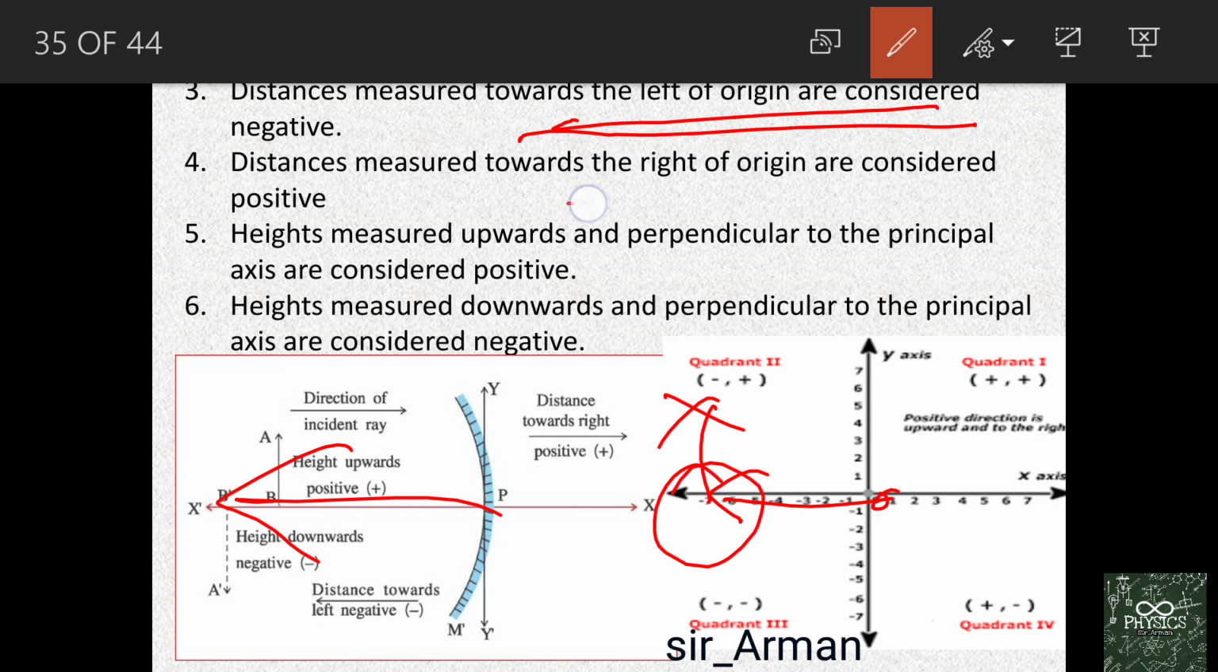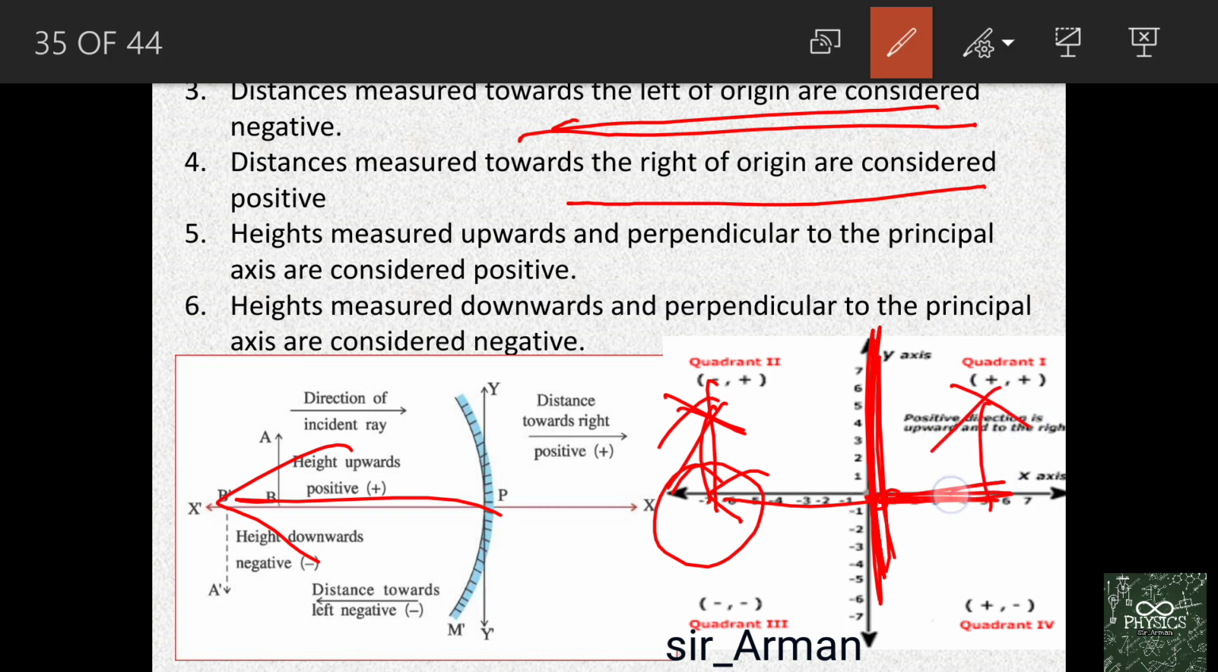And distances towards the right of the origin, that is, if I place a mirror here and I am placing an object in front of the mirror like this, and if I get an image here, then this distance is towards the right of the origin, and towards the right of the origin we have to consider the distances as positive.